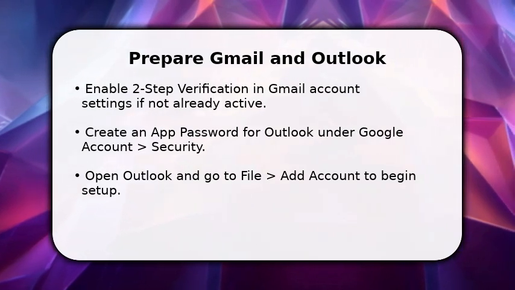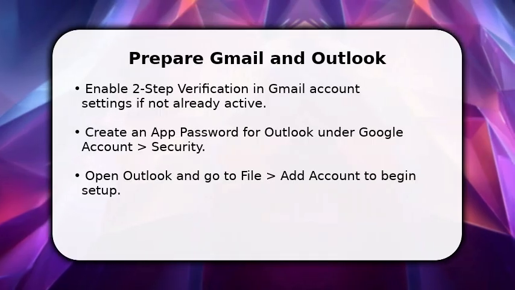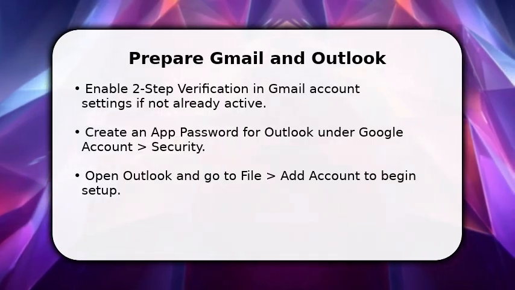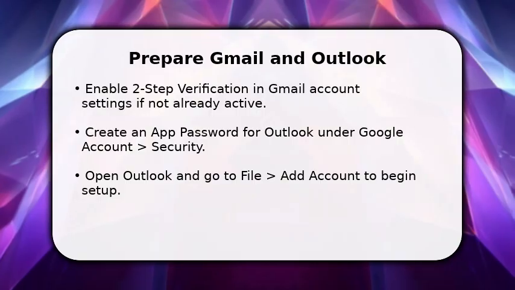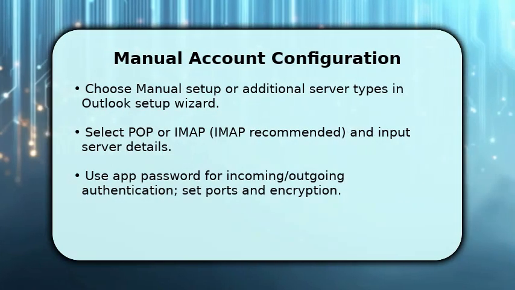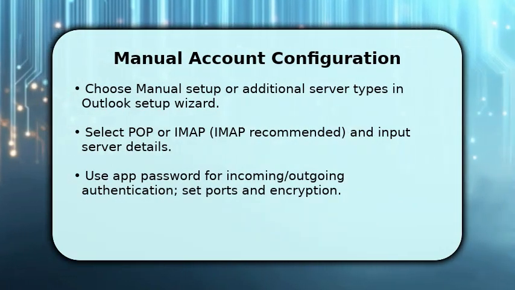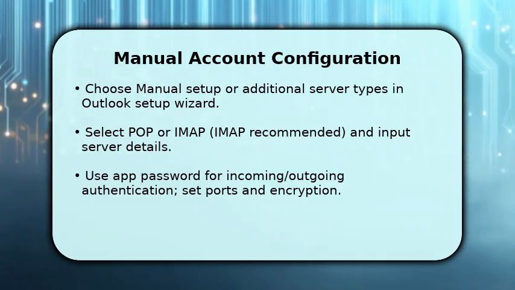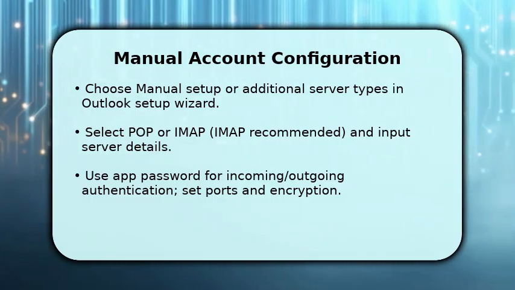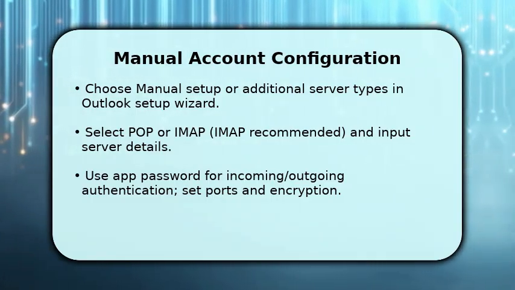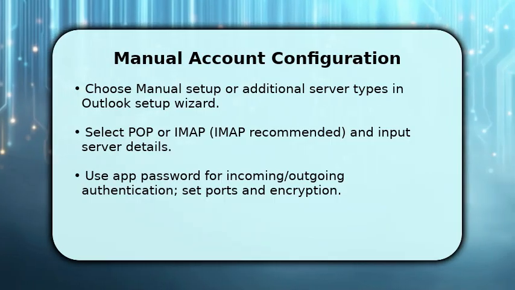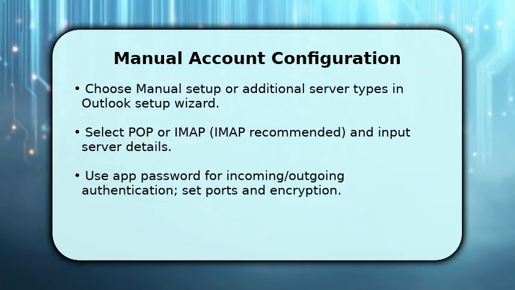You should now perform the detailed configuration. Pick Manual Setup and select IMAP for syncing mail across devices. IMAP keeps messages on the server. Enter incoming server imap.gmail.com and outgoing smtp.gmail.com. Set incoming port 993 with SSL/TLS and outgoing port 587 with STARTTLS.